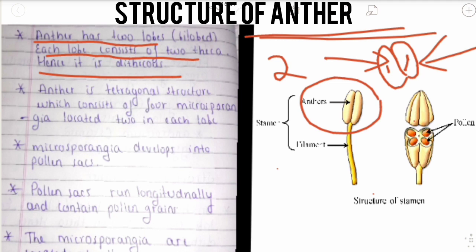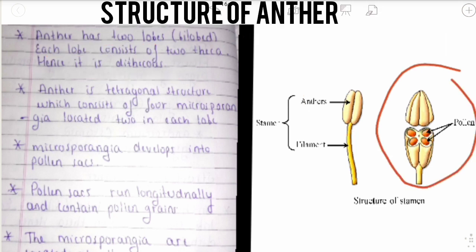If someone asks you how many lobes are present, then you should say two lobes. But when someone asks you how many thecas are present, then you should say four thecas are present. Again, when someone asks how many thecas are present in each lobe, then you have to say two thecas. So the arrangement of theca in each lobe is dithecous. Di means two, thecus means theca.